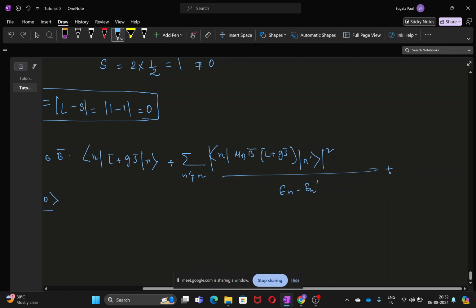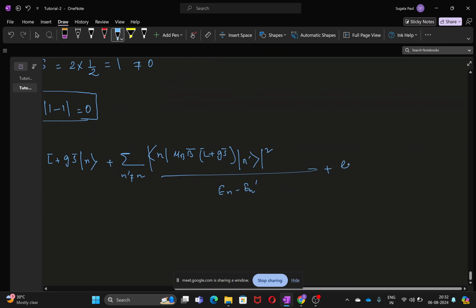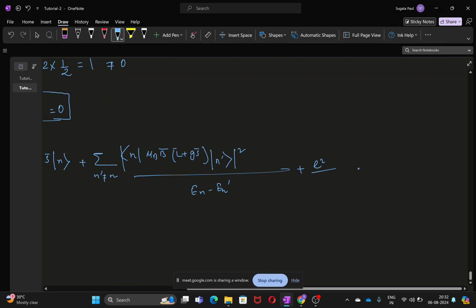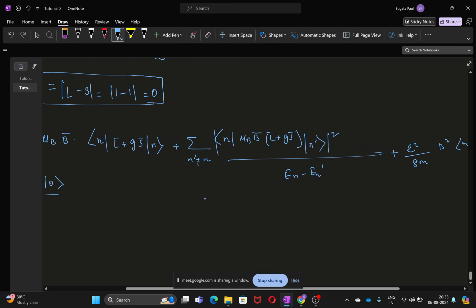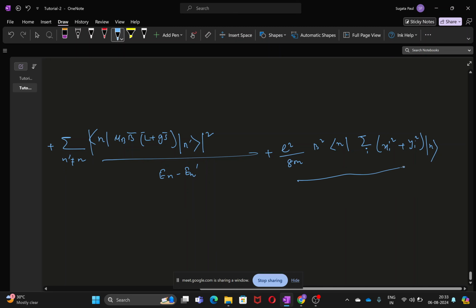plus there is a third term coming from the diamagnetic term, Larmor's diamagnetism, that is independent of any spin or angular momentum component. This is e squared by 8m B squared times the sum of xi squared plus yi squared. So the first two terms are the paramagnetic contribution and the last term is the diamagnetic contribution, which is known as Larmor's diamagnetism.